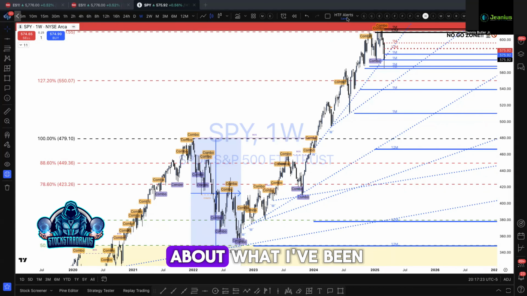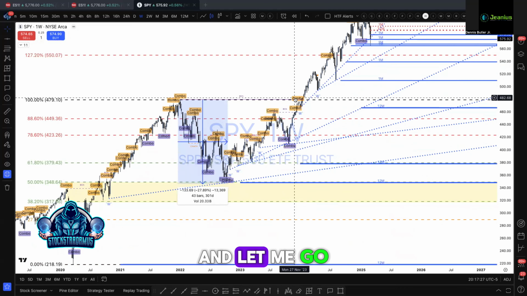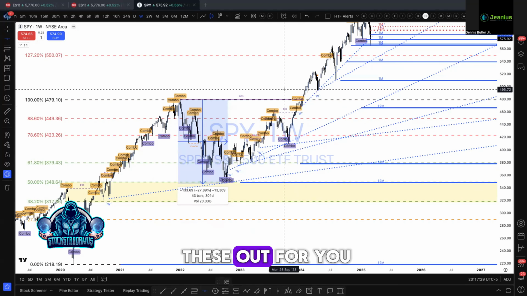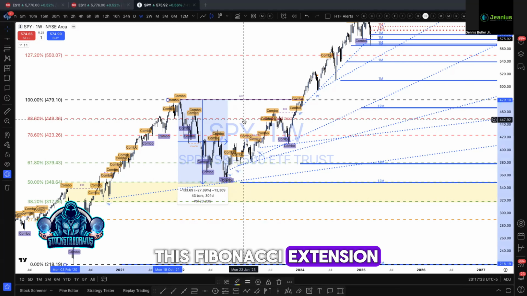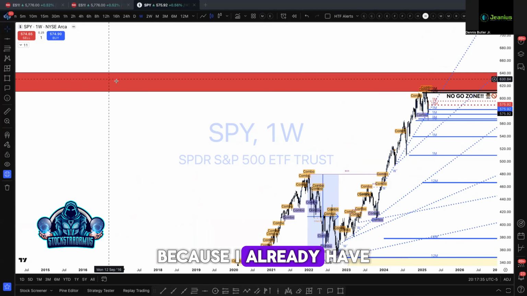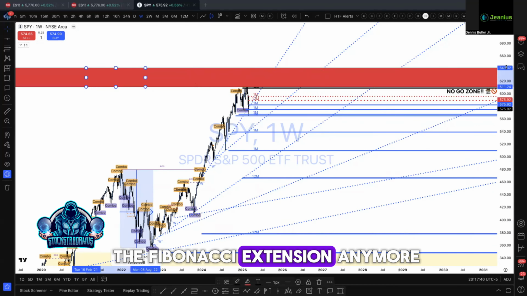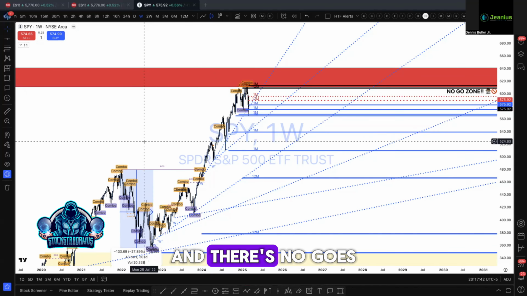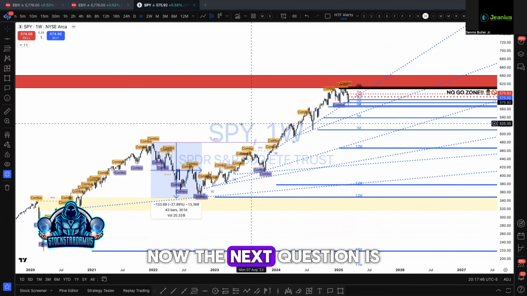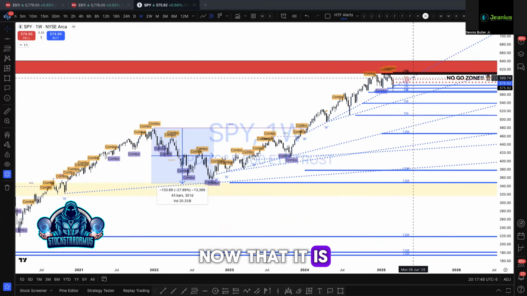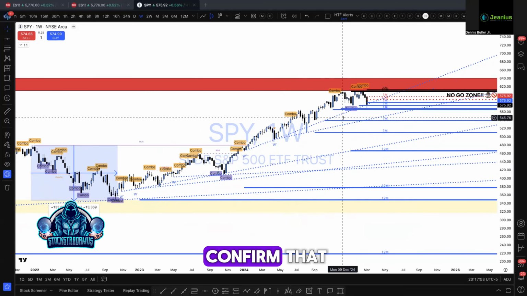Now, the cool part about what I've been able to see up until this point, and let me go ahead and mark this out because I told you I was going to mark these out for you. First, let me remove this Fibonacci extension because we don't need it no more, because I already have the ultimate level marked out up here. So I don't need the Fibonacci extension anymore. I already have the levels right here in this no-go zone. It shouldn't go beyond this point. Now, the next question is, now that it is here at the rejection point, what other confluence factors can I find to confirm that?